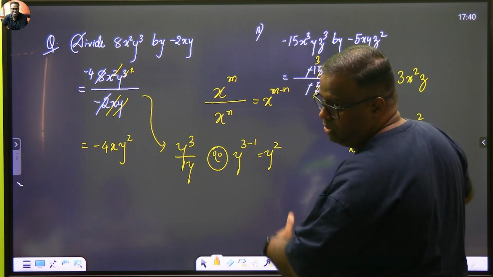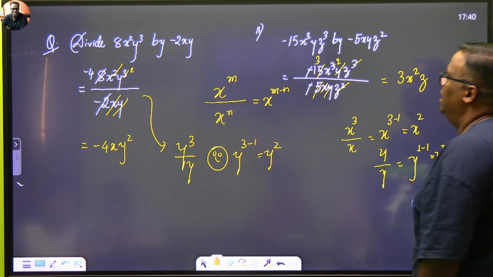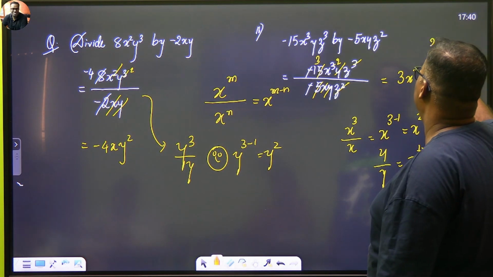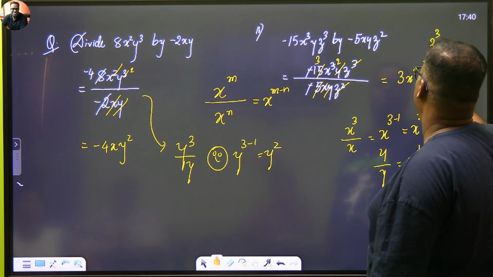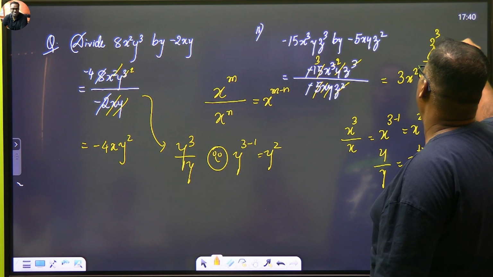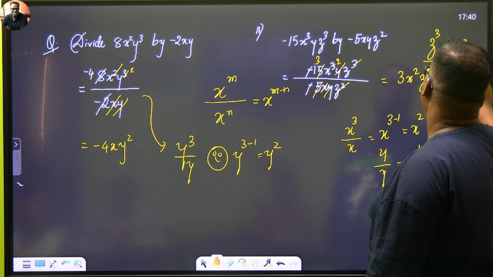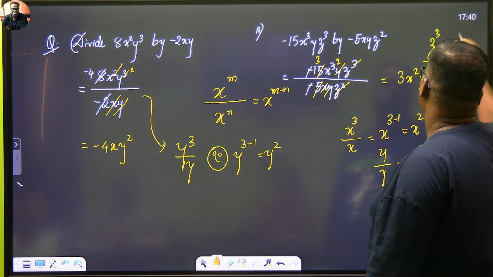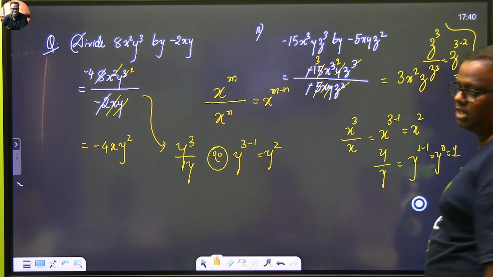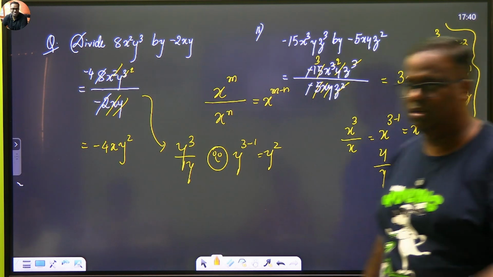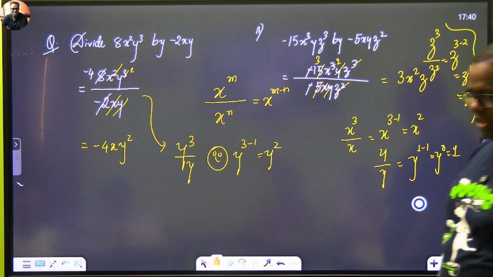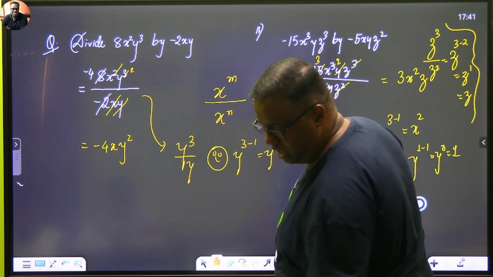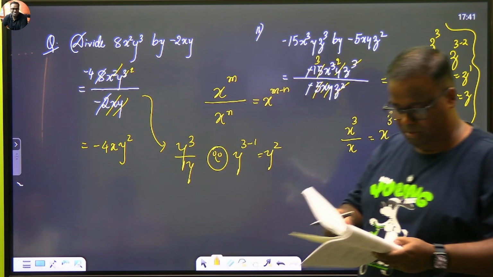Actually, all these things, we are going faster now. And how did we treat the z? The z was a z cube divided by a z square, which became z to the power 3 minus 2. That is z to the power 1, which is equal to z. Now, so much you won't have the time to write. You have to be faster now. Clear? So, all these are very easy problems, children.